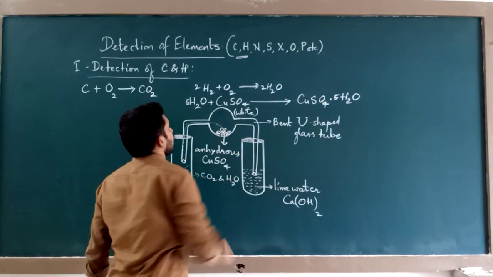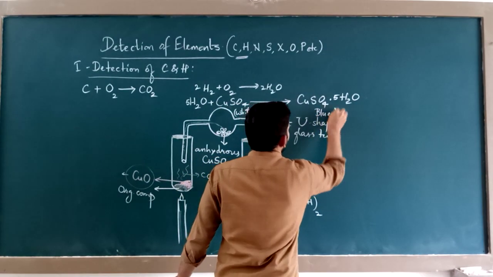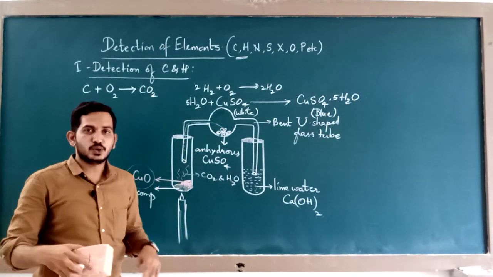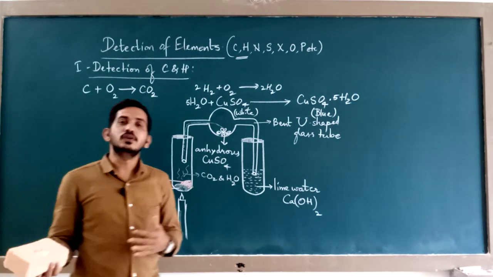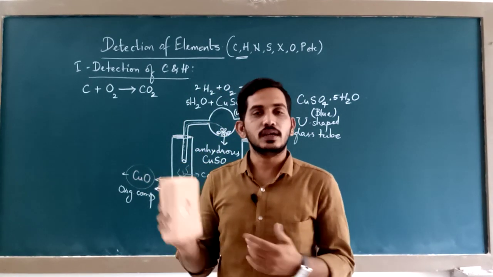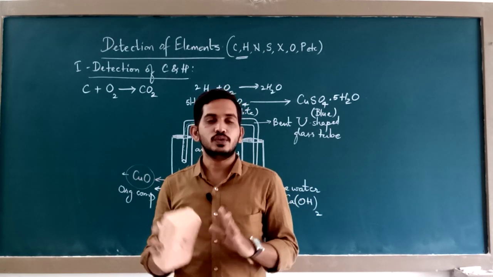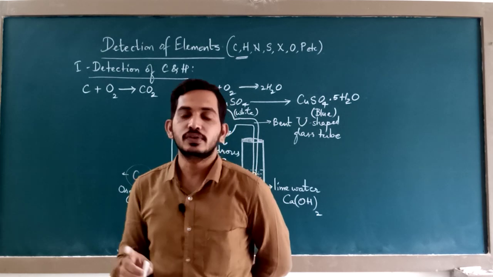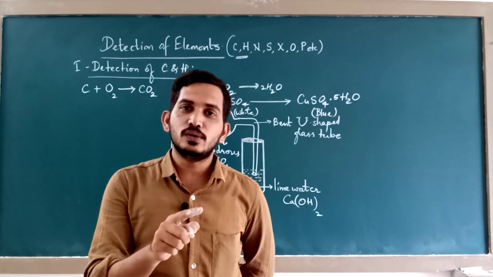It will become copper sulfate pentahydrate, whose color will be blue. So a white colored salt changing its color to blue indicates the presence of water in the compound. If water is there, then hydrogen is present. So indirectly or directly, you are confirming the presence of hydrogen. How? You are converting hydrogen into water.